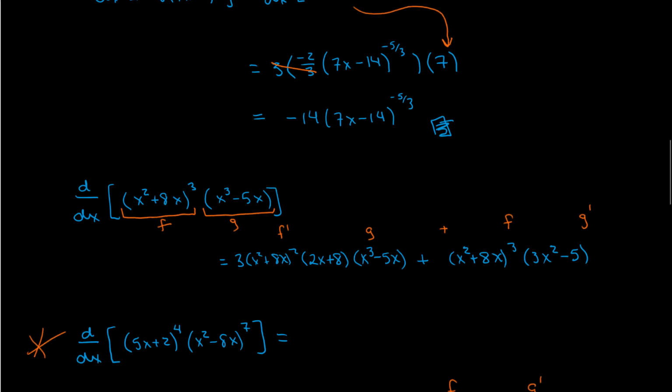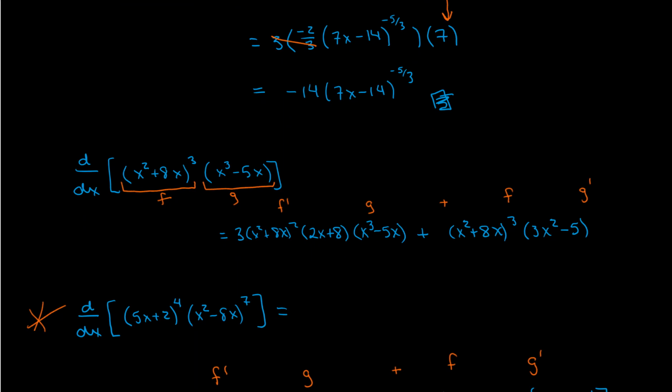Hopefully the first thing you noticed was, hey, this is going to require a product rule just like the previous one did. This first factor here I'm going to label F, and this second factor I'm going to label as G to provide some guidance as I'm doing the product rule, which is outlined for us at the bottom of the screen. To compute F prime, I need to use the chain rule on this.